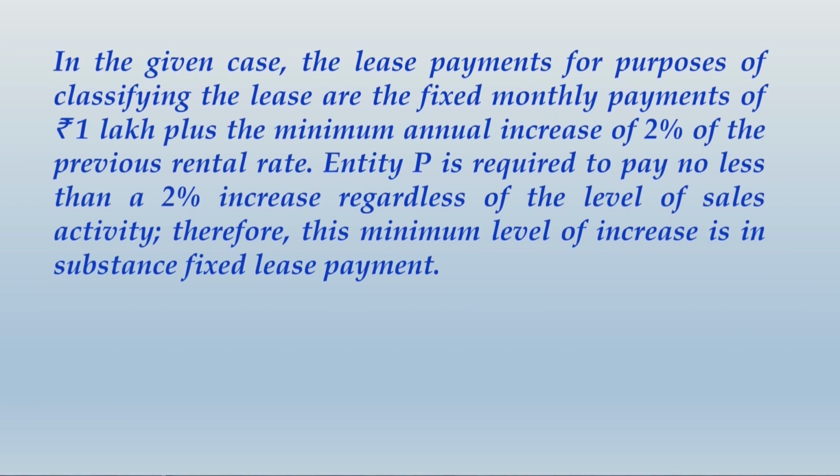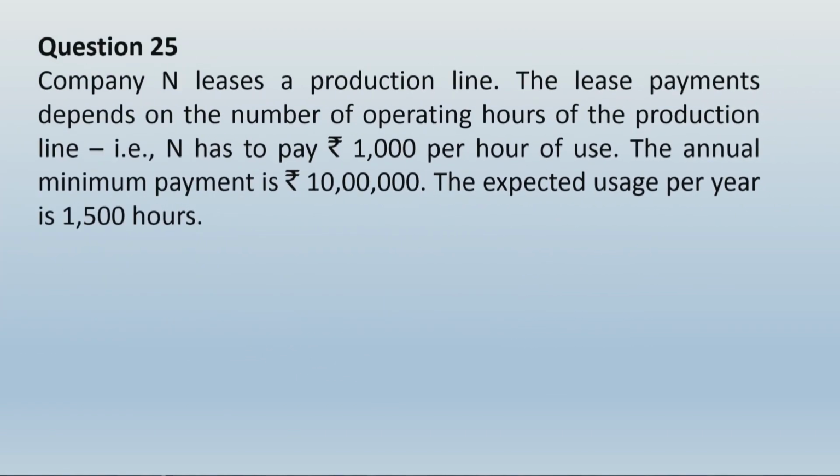Alright friends, you would have finished writing this whole thing. Let us move ahead and take up the next question, that is question number 25. Let us read this question. Company N leases a production line. The lease payments depend on the number of operating hours of the production line, that is N has to pay rupees 1000 per hour of use. The annual minimum payment is rupees 10 lakhs. The expected usage per year is 1500 hours. So friends, in this case, how would you analyze the case and how would you consider the lease payments?